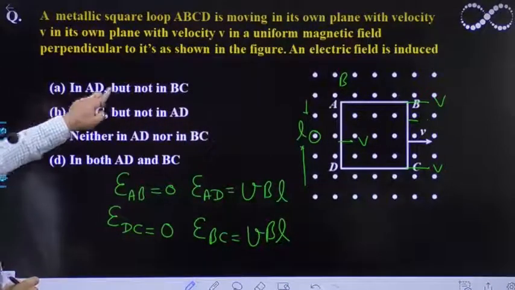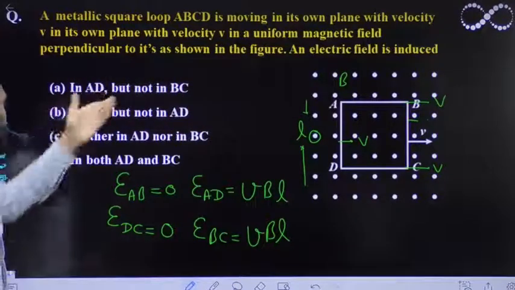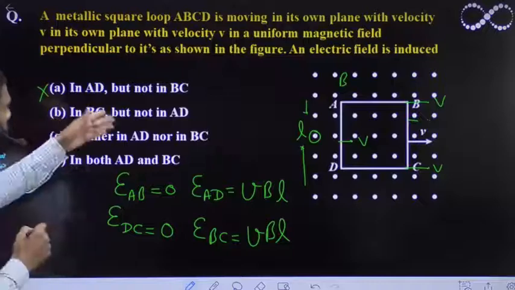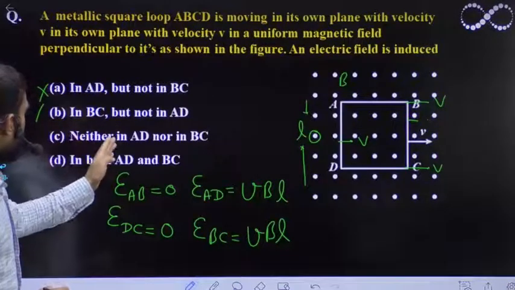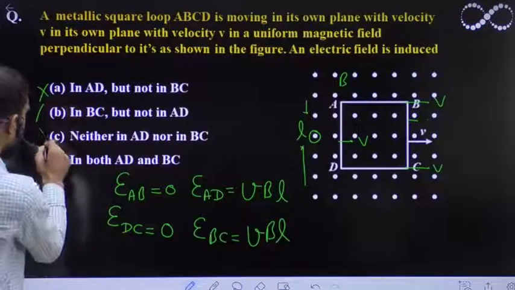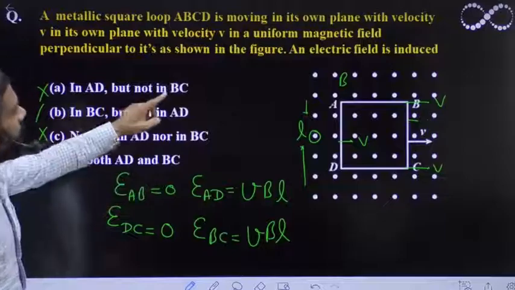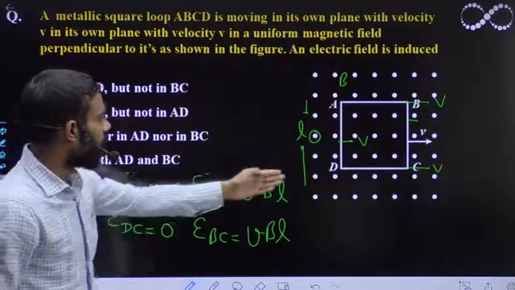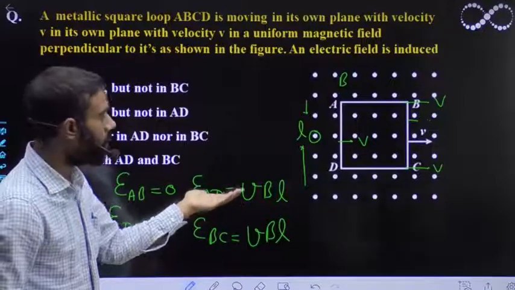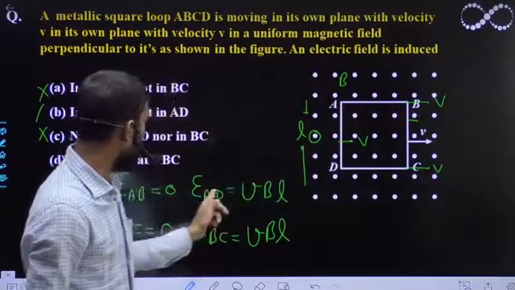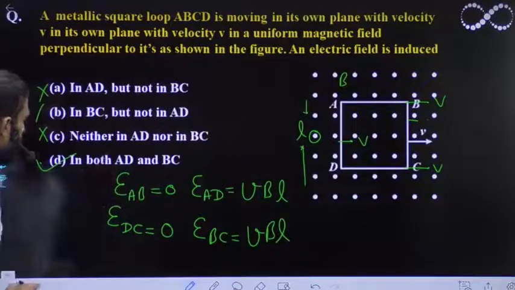In AD, right, it is saying the electric field is induced in AD but not in BC. This is wrong. In BC but not in AD, this is also wrong. Neither in AD nor in BC, this is also wrong. D option is correct. In both AD and BC, you will get the electric field induced, because if you are getting the EMF in AD and BC, then who is responsible for EMF? Obviously electric field. So obviously in AD and BC you will get the electric field. So in both AD and BC. Okay, so option D is correct.